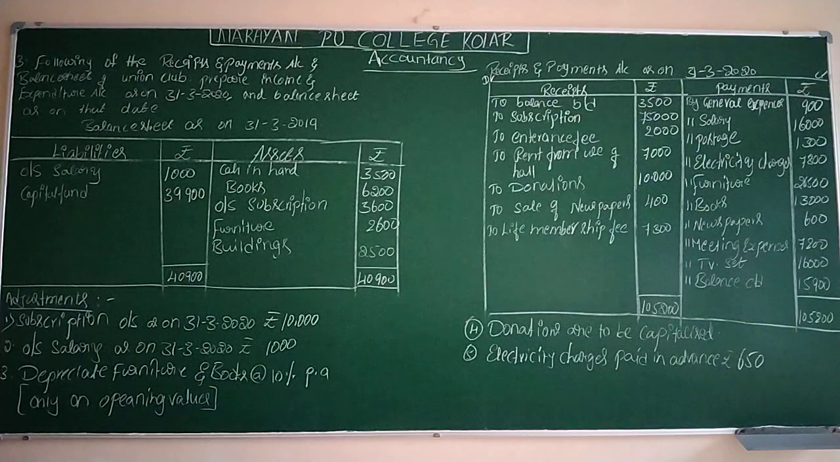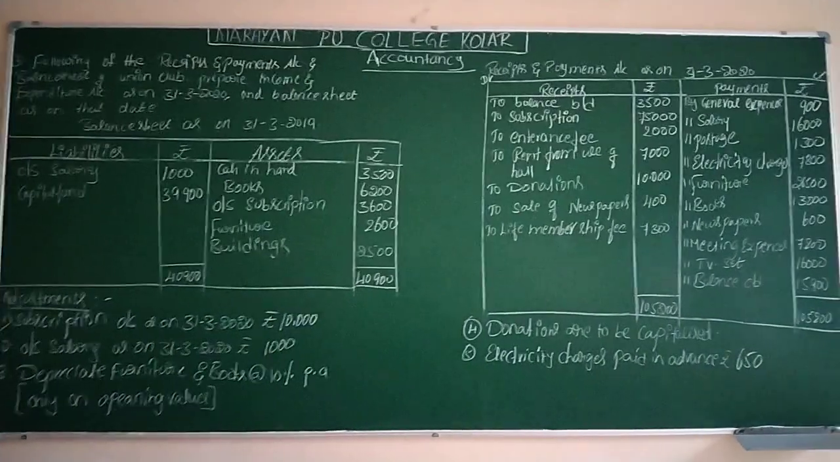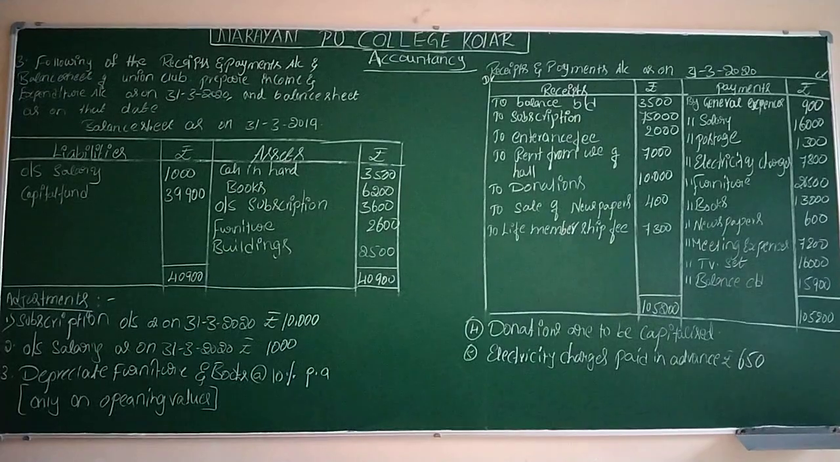Adjustment number 4: donations are to be capitalized. Electricity charges paid in advance, rupees 650. So this is the information they have given.